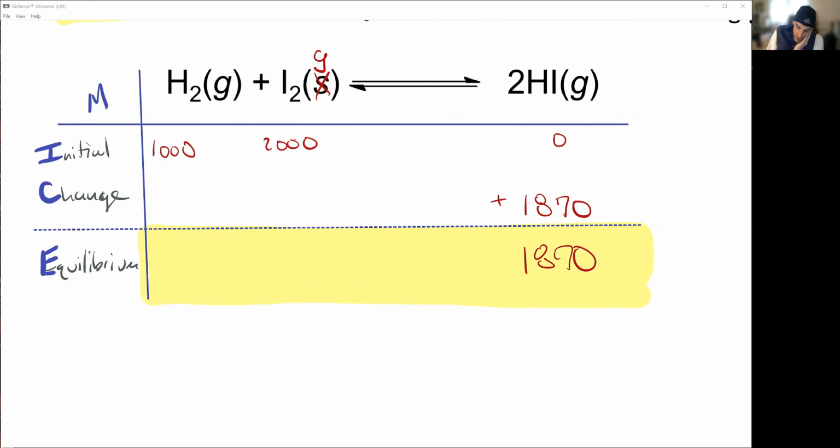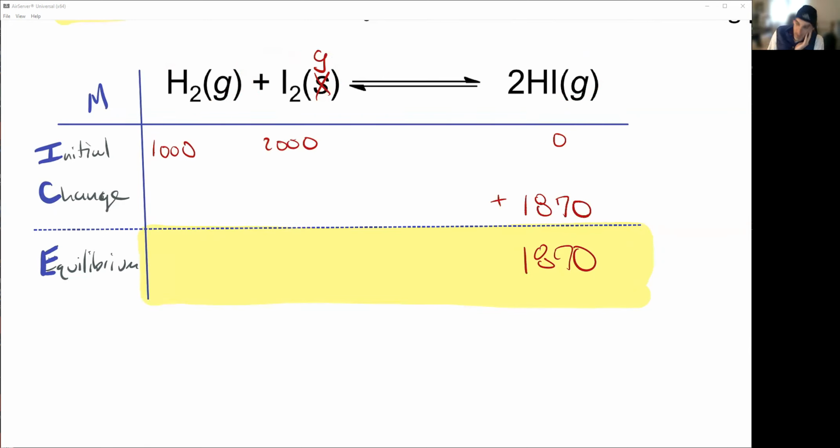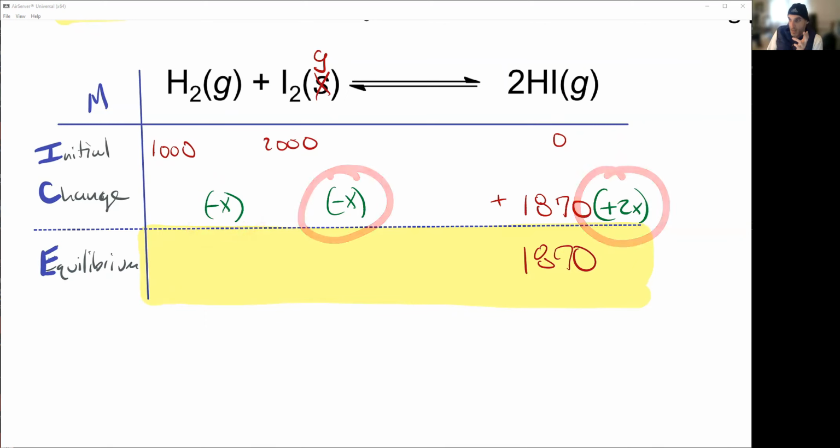The way that this reaction is working is every H2 that reacts gives me 2 HI. Every I2 that reacts gives me 2 HI. So another way that we can think about this, and we're going to have to think about this in the future, is I am losing minus X amount of H2, minus X amount of I2, giving me plus 2X amount of HI, right? So for every one hydrogen I lose, I gain twice as much HI. For every one iodine I lose, I gain twice as much HI.